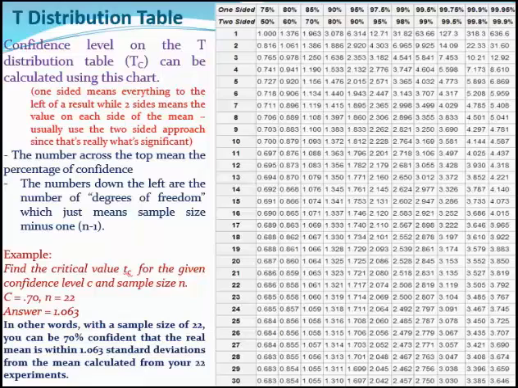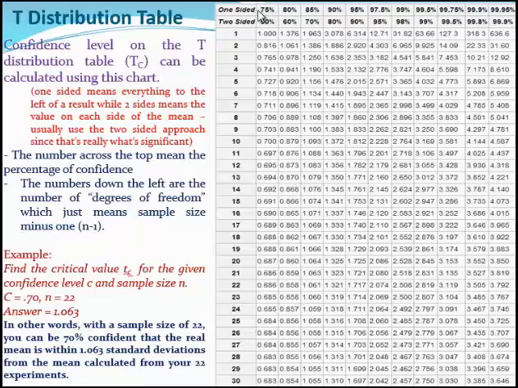The key is to remember that the degrees of freedom is going to be n minus 1, the number minus 1. Remember, we also used n minus 1 for the denominator when we were figuring out the standard deviation in the previous section. So this chart is going to be used to figure out your TC. T stands for the T distribution, and C for your confidence level. So TC is your confidence level based on the T distribution table.